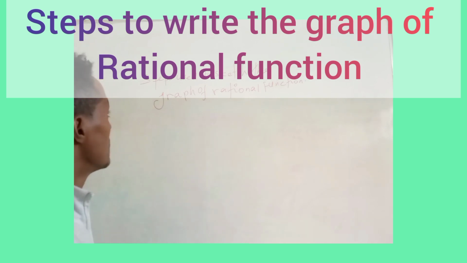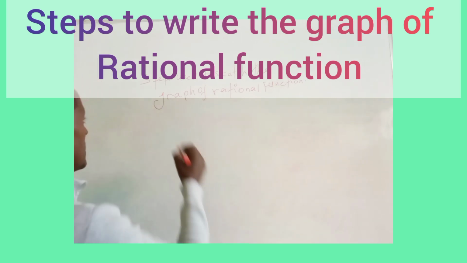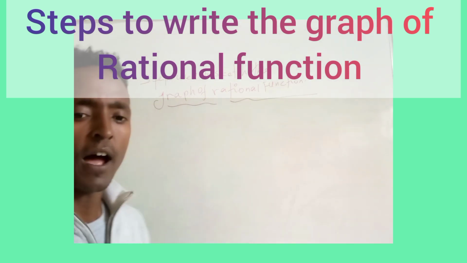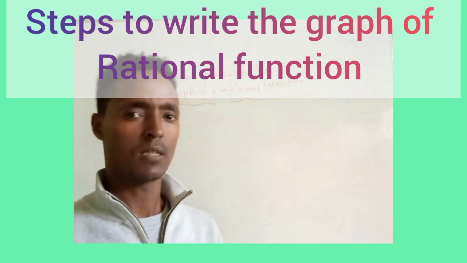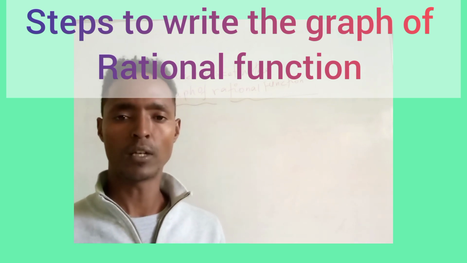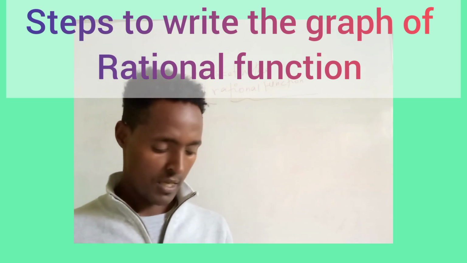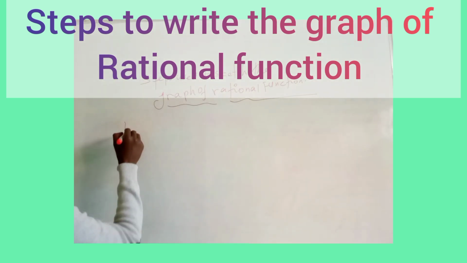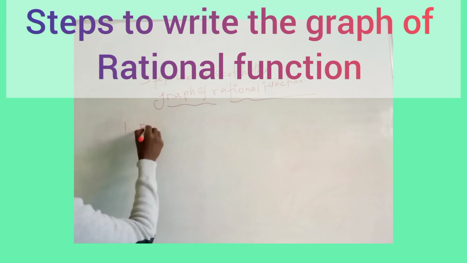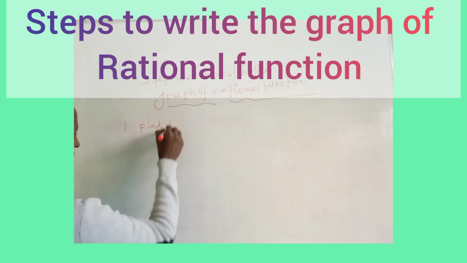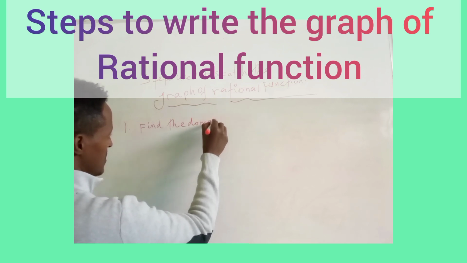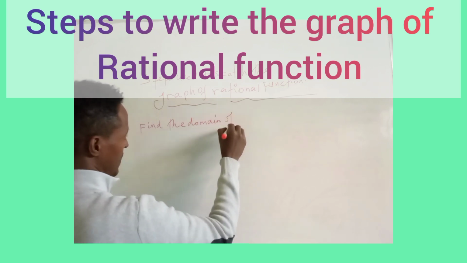Today we are going to see the steps used to sketch the graph of a rational function. We have 5 or 6 steps that enable us to sketch or draw the graph of the function. The first step, step 1, is finding the domain. Find the domain of the function.